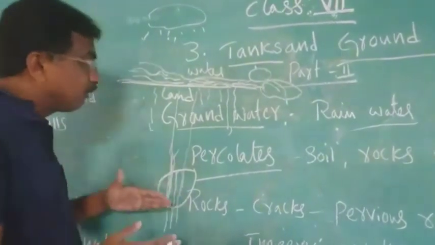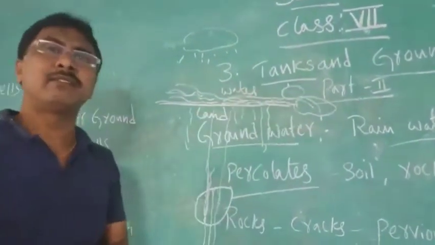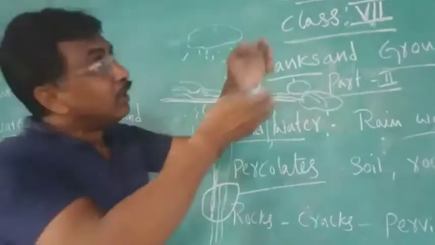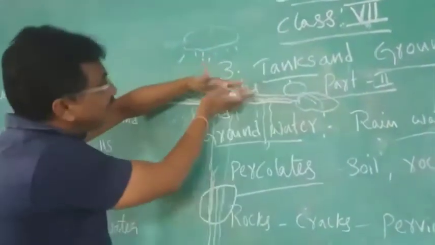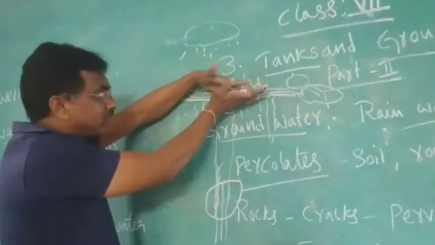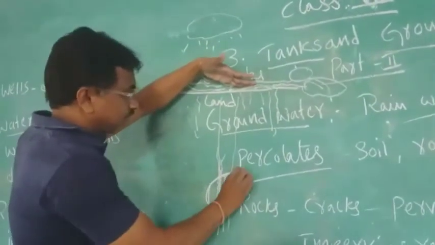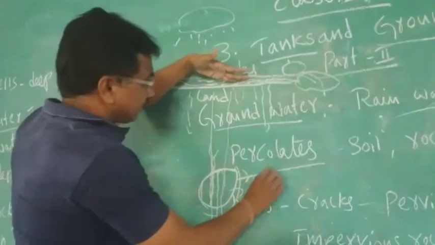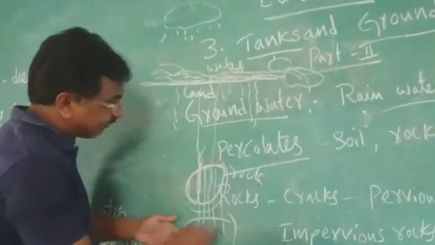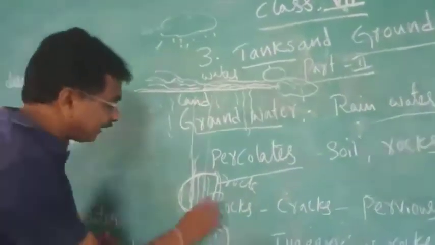Some rocks will be there, and in the rocks some cracks and holes will be there. So when the water is going down, some water is percolating down, some water is sinking down. What happens? These are called rocks. From this, water is going like this, and down again, sand, pebbles, and gravel will be there.